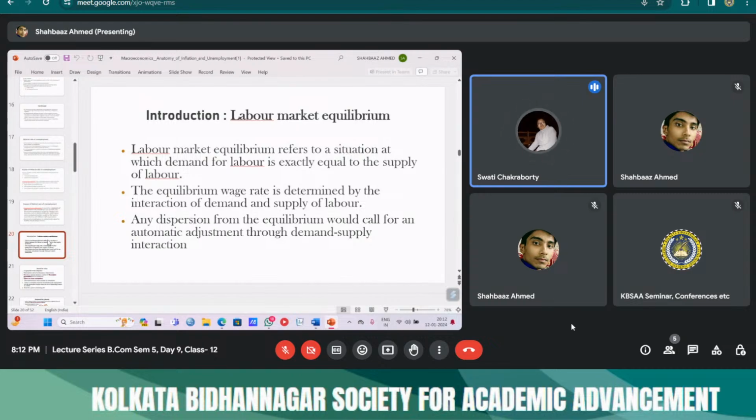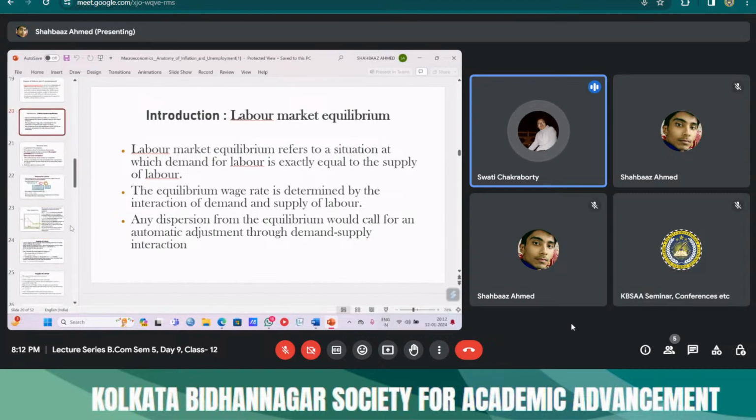Right. So, labor market, as we said, we go to labor market equilibrium now. What does labor market equilibrium mean? It's a situation, as in any equilibrium, where demand equals supply. So, demand for labor is exactly equal to supply of labor. And at this equilibrium, the wage rate that we get is the equilibrium wage rate. And any deviation from the equilibrium situation, as we know in the demand supply concept, will lead to an automatic adjustment in the demand supply interaction until it comes back to equilibrium.